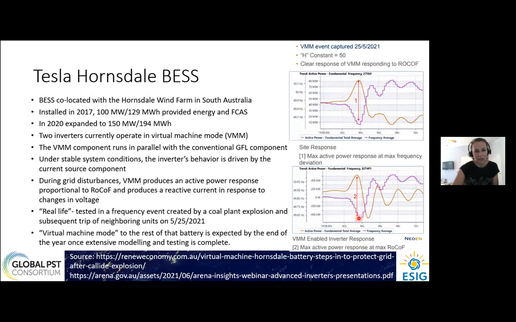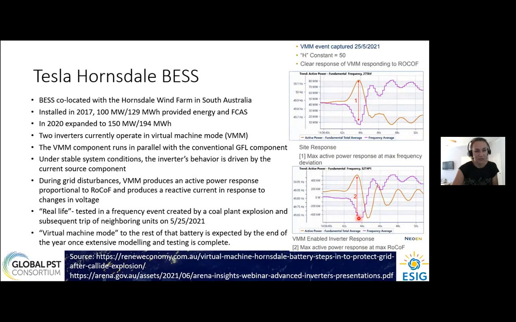So the next project is the Tesla Hornsdale battery. This battery was initially designed as grid following. It was installed in 2017 as a 100 megawatt battery, and then was expanded to 150 megawatt in 2020. And currently, as of May, because I wasn't able to find updated information on this.